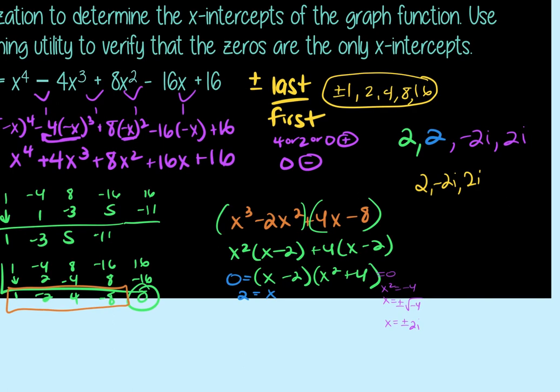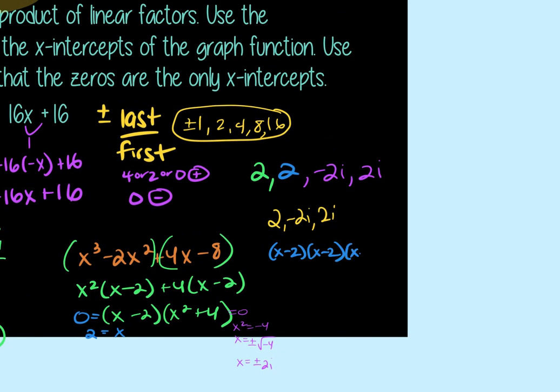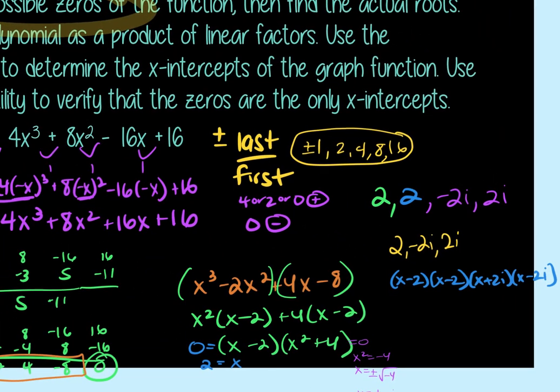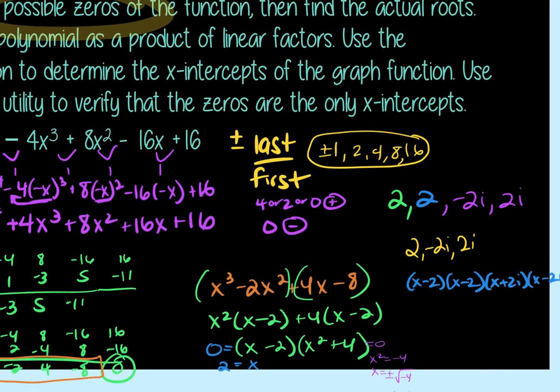So when I write this as a product of linear factors, it has to be x minus 2, x minus 2, x minus 2i, or plus 2i, and x minus 2i. So all 4 of them have to be there. There has to be the same amount of linear factors as there should be roots.